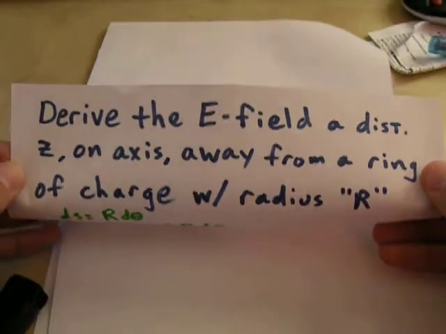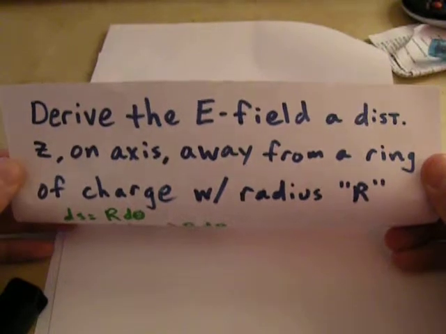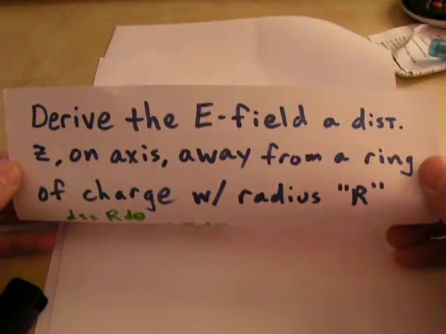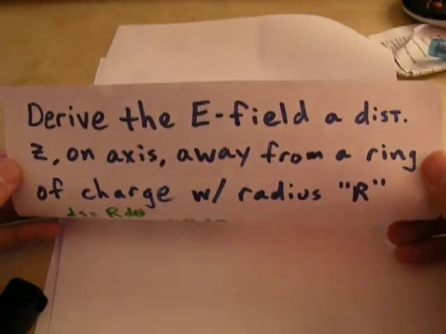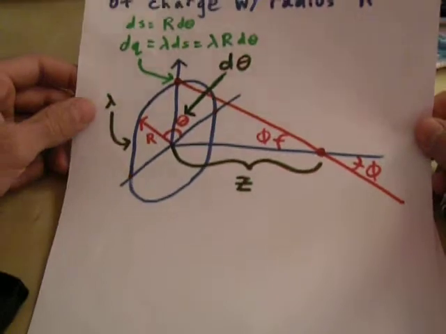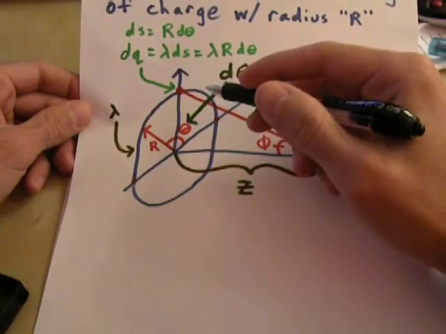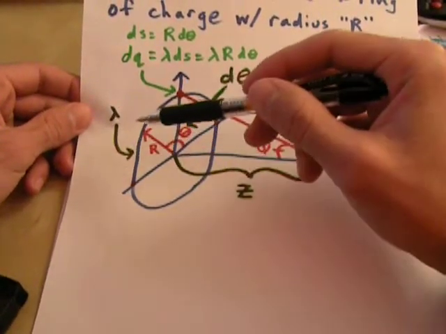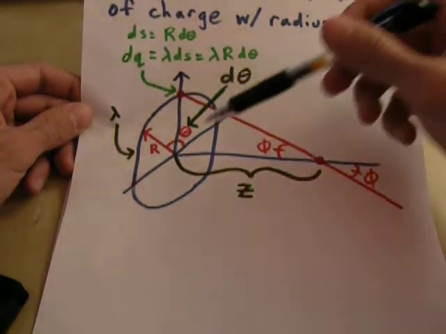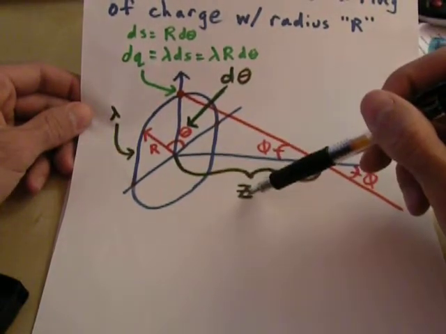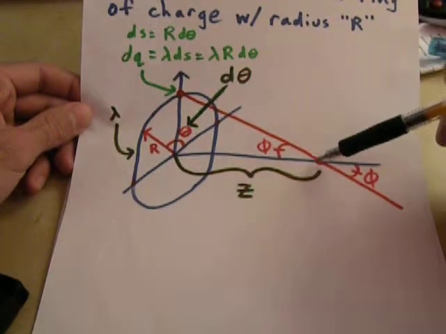Hello everyone. Right now I'm going to teach you how to derive the e-field a distance z on an axis away from a ring of charge with radius r. So to set this problem up, this is what we got. We have a ring here with lambda as the charge, a radius r, a distance z away from it on axis.